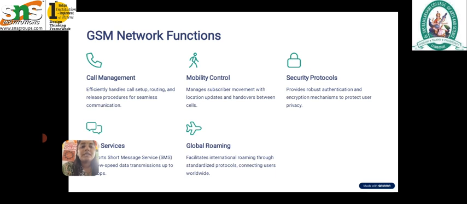Global roaming facilitates international roaming through the standardized protocol, connecting users worldwide. The security protocol provides robust authentication and encryption mechanisms to provide user privacy and security between the connected devices and the users.